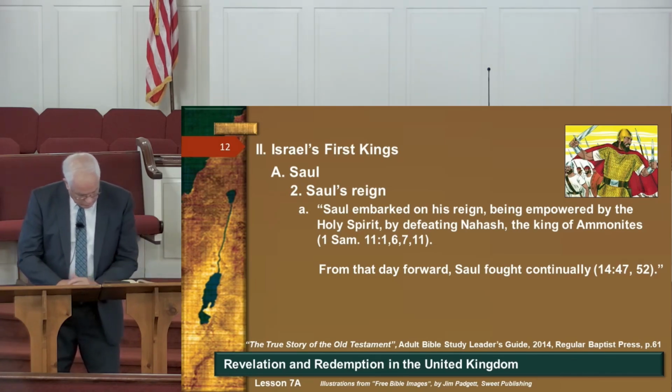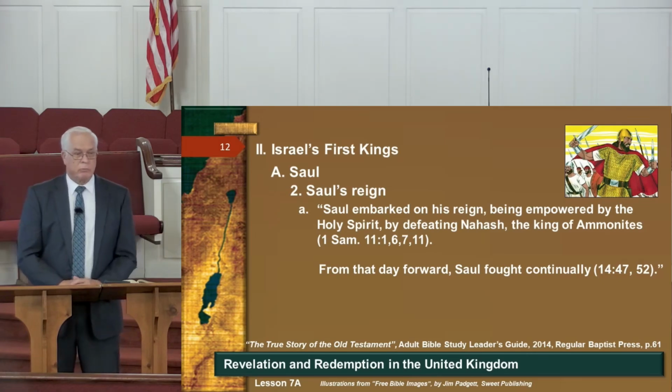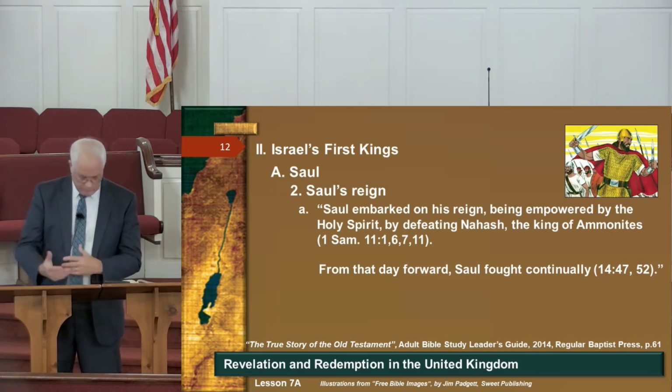Then Nahash, the Ammonite, came up and encamped against Jabesh Gilead. And all the men of Jabesh said unto Nahash, make a covenant with us, and we will serve thee. Isn't it easy to say, hey, we don't want to fight. We'll just be your servants. Just make a covenant with us.